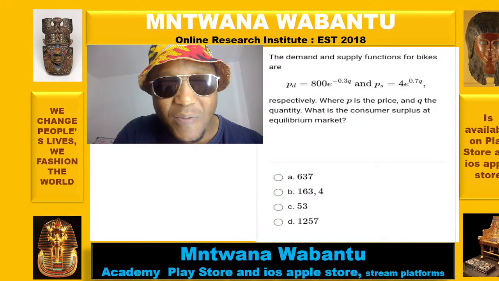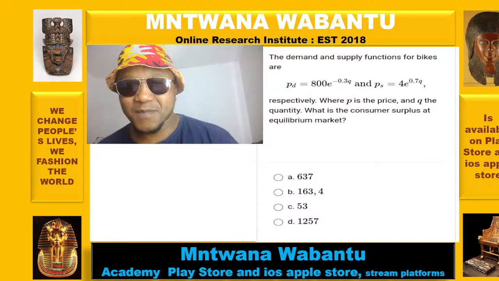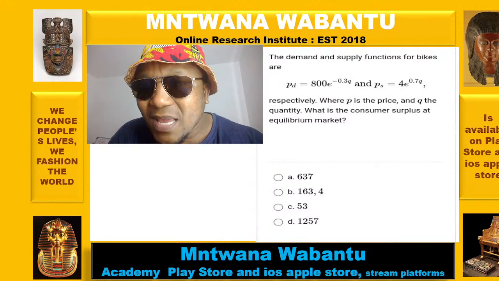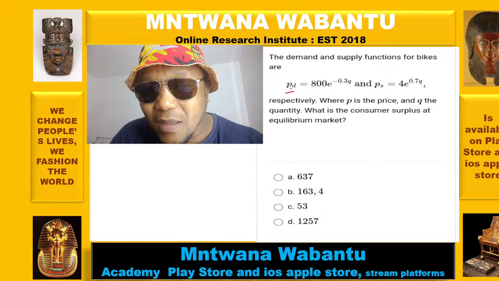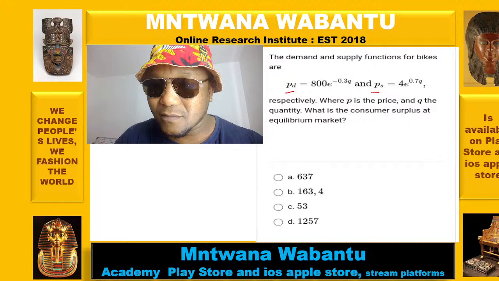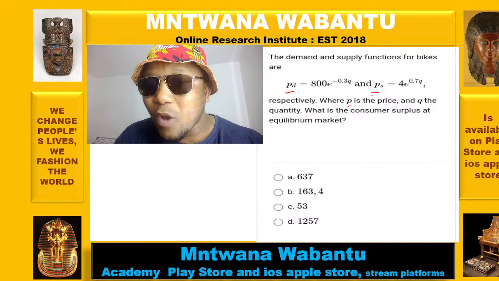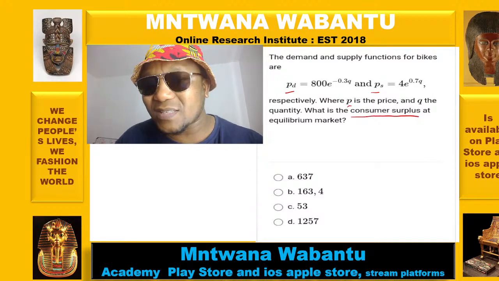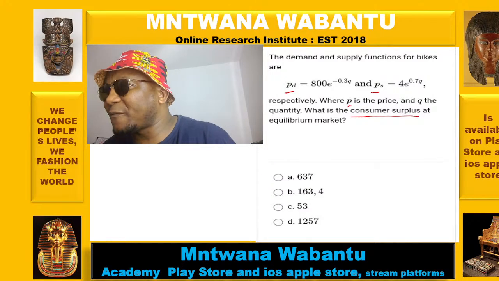I'm going to go to the pen and get started. So let's say demand and supply function. We have this price of demand, and PS means price of supply function, respectively. P is the price and Q is the quantity. Now they want us to find the consumer surplus. To get the consumer surplus, we have a formula.